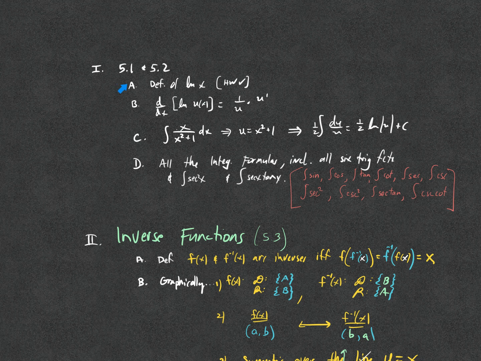I had a summary of 5.1 and 5.2. We defined the natural log of x. We talked about taking the derivative. We looked at integrals that use logarithms with u substitutions. And then we reviewed all of the integration formulas that were related to trigonometry. There were 10 of them total, the 6 basic trig functions, and then these as well. You now know how to do the integral of sine and cosine, tangent and cotangent, secant and cosecant. And we know how to do the integral of secant squared and cosecant squared, and of secant tangent and of cosecant cotangent.